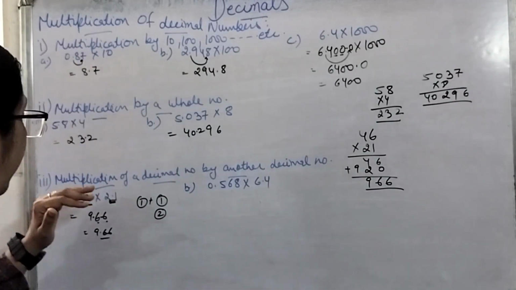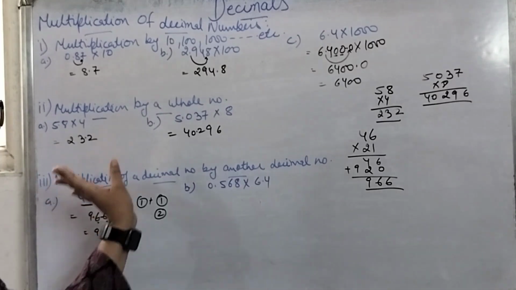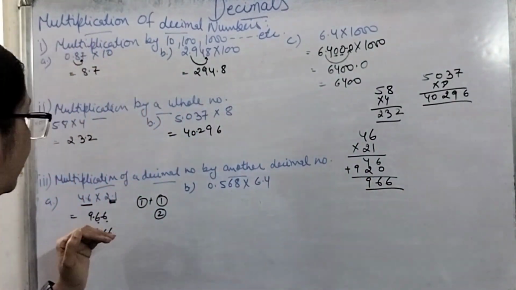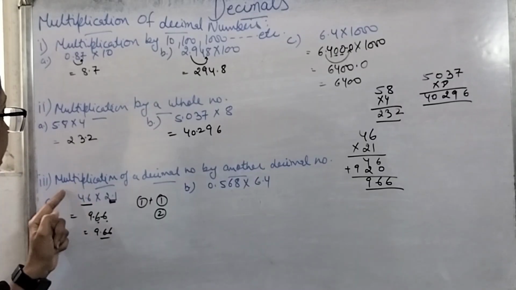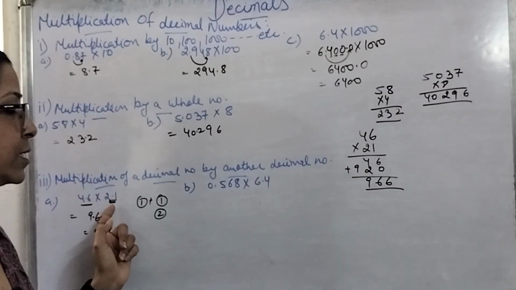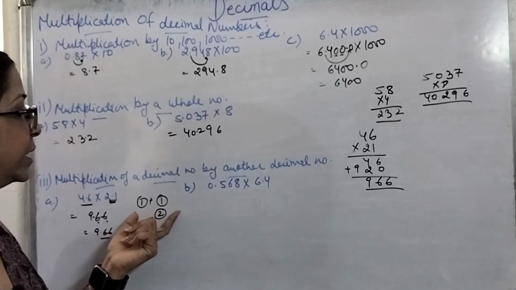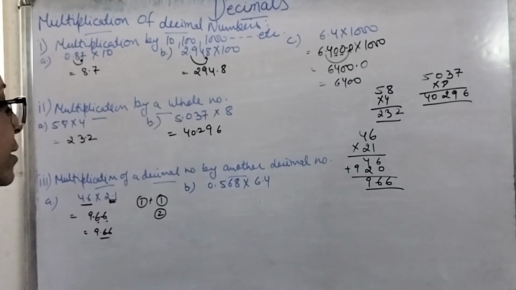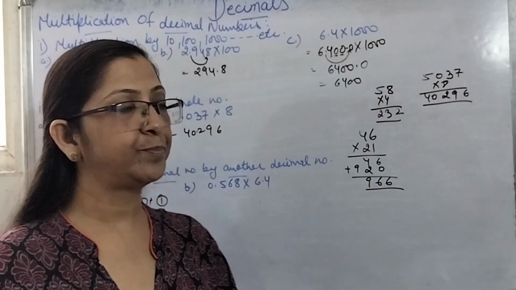What we have done is we have ignored the decimals. Simply we have taken the numbers and multiplied them. Once we have multiplied, we check the number of decimal places in the multiplicand and the number of decimal places in the multiplier. We add these decimal places, and this many decimal places will be there in the product.